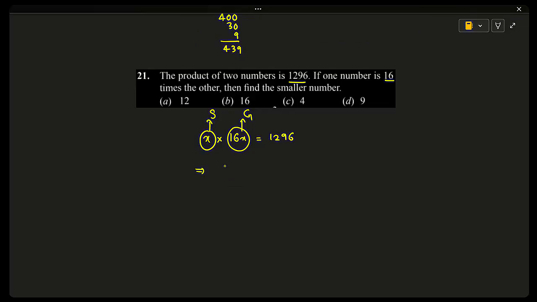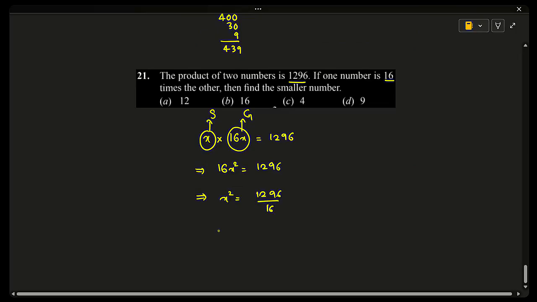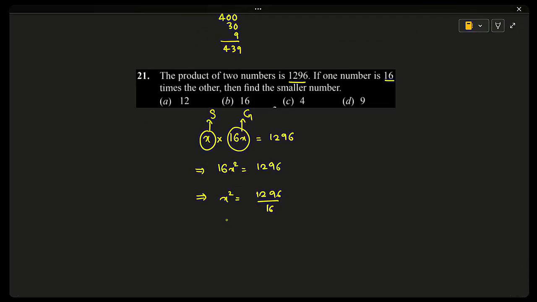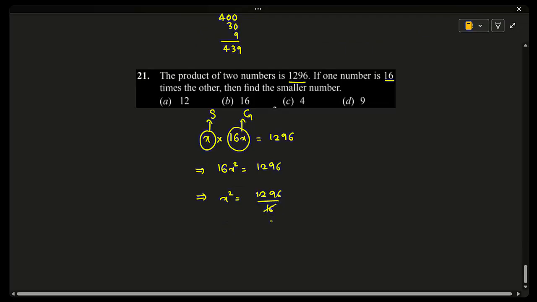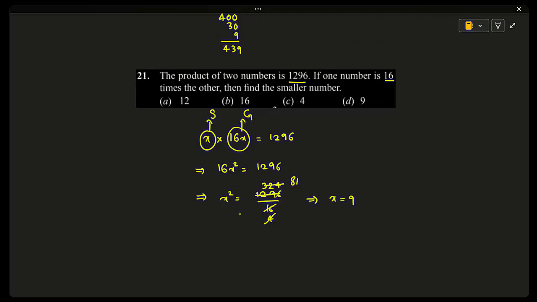So 16x into x is going to be 16x square is equal to 1296. Transpose 16 to the other side, you'll get x square is equal to 1296 divided by 16. Now let us simplify this. 4 4s are 16, 4 3s are 12, 4 2s are 8, 4 4s are 16, 4 8s are 32 and 1. So x square is equal to 81. It indicates the square root of 81 is going to be 9. So the smaller number is 9, option D.